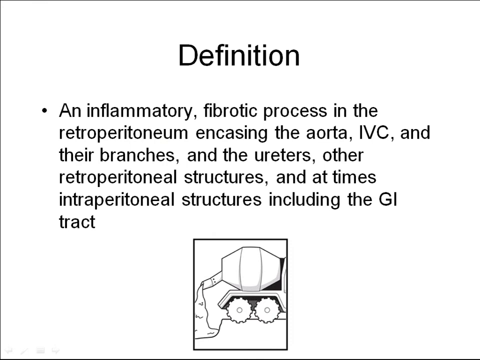The definition of retroperitoneal fibrosis is an inflammatory fibrotic process in the retroperitoneum, encasing the aorta, IVC, and their branches, the ureters, and other retroperitoneal structures, and at times intraperitoneal structures, including the GI tract. It's been likened to dumping cement in the retroperitoneum.